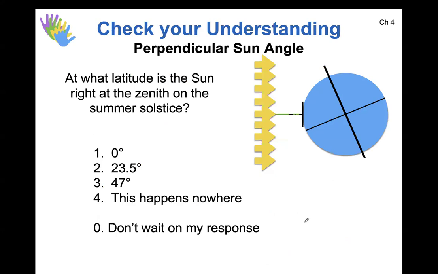All right, so let's check our understanding of this. I was trying not to give away the answer with my explanation. So looking at that particular case, at what latitude is the sun right at the zenith on the summer solstice? What latitude would this be that would match this picture where the sunlight is directly overhead? Number 2. All right, how do you know?